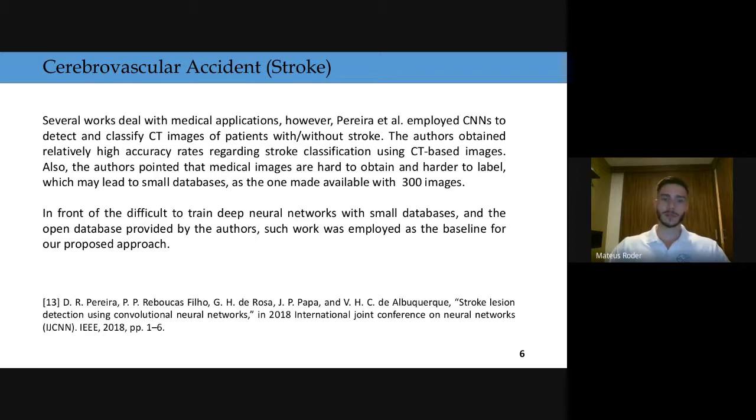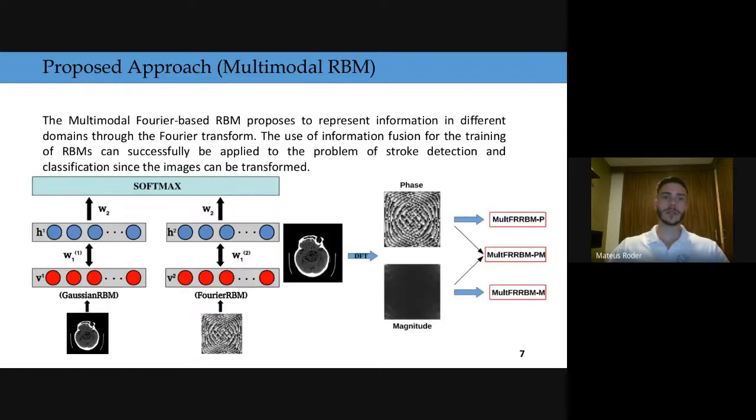In front of the difficulty to train deep neural networks with small databases, and the open database provided by the authors, such work was employed as the baseline for our proposed approach, which is the multimodal RBM. The multimodal Fourier-based RBM is proposed to represent information in different domains through the Fourier transform. The use of information fusion for the training of RBMs can successfully be applied to the problem of stroke detection and classification, since the images can be transformed.